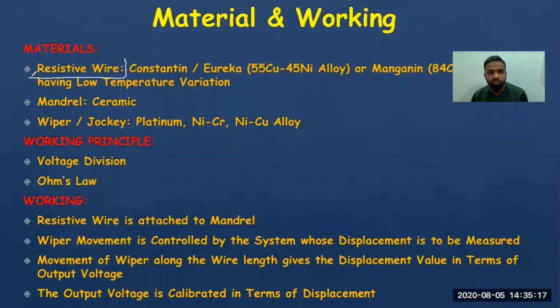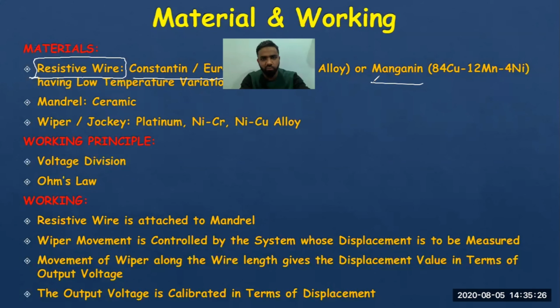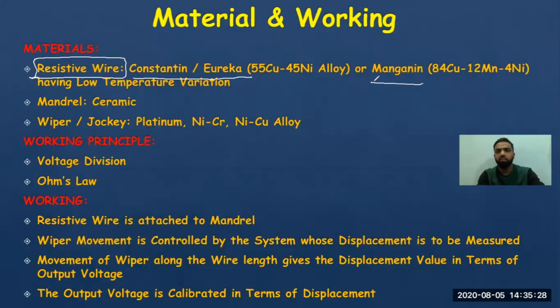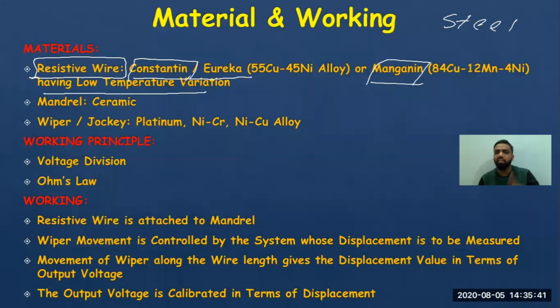First is potentiometer wire, which is also called resistive wire. It is made up of constantan or eureka or manganese. I'll just shift my window screen to this place. This material constantan, or it is also made up of manganese. Why do we use this material? Why don't we use steel? I'll just inform you, due to low temperature variation.